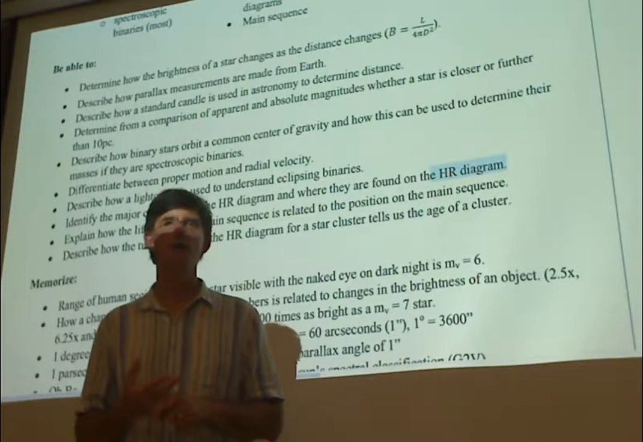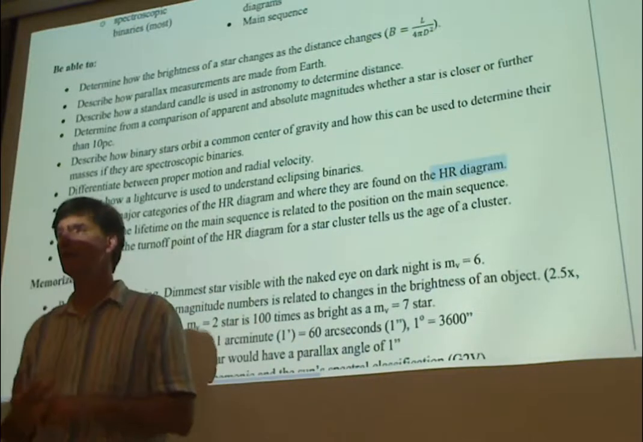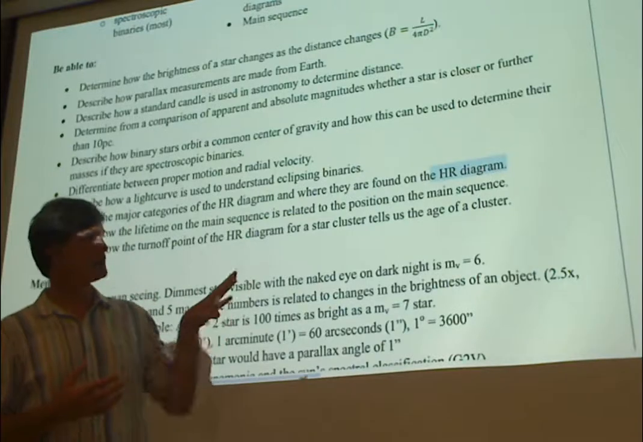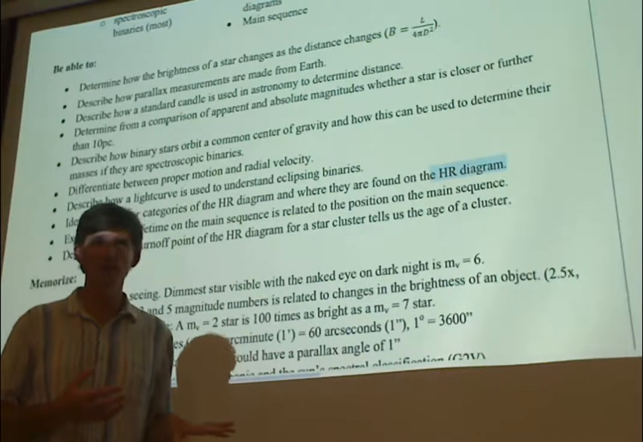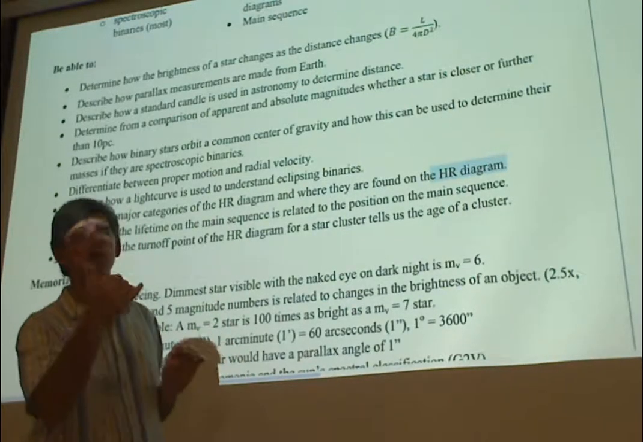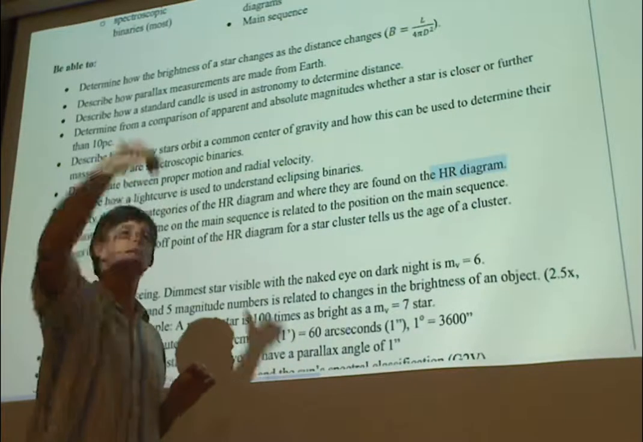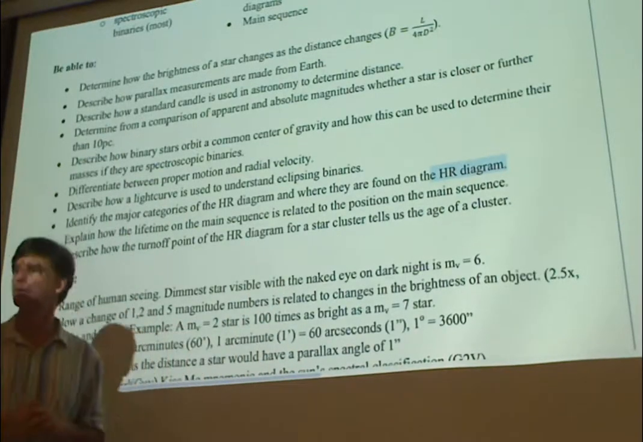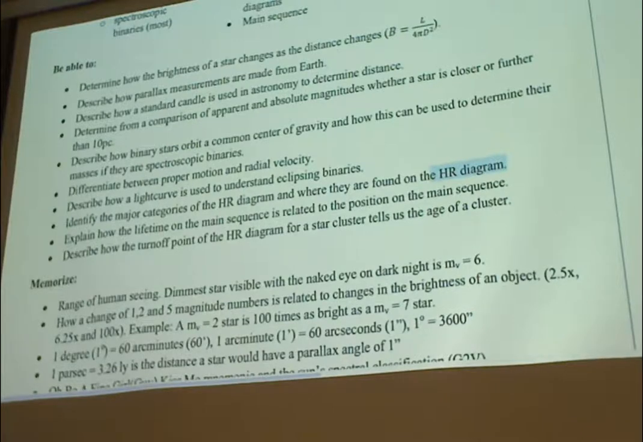So where are they located, right? The white dwarfs are hot, but low luminosity. Giants are cool, but higher, and then supergiants even higher. So they're going to be on the right-hand side of the HR diagram.